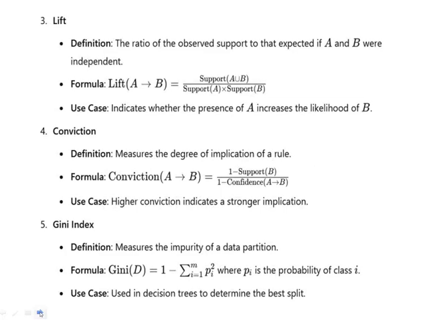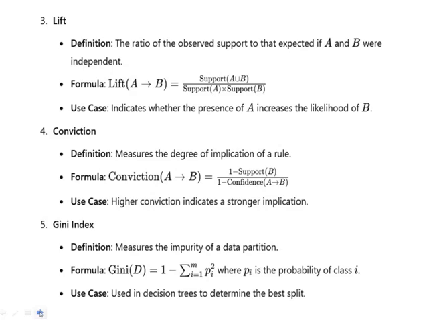The confidence of A implies B is the support of A union B divided by the support of A, used to evaluate the strength of an association rule. Then lift is the ratio of the observed support to that expected if A and B are independent: the support of A union B divided by the support of A times the support of B. It indicates whether the presence of A increases the likelihood of B. Conviction measures the degree of implication of a rule: 1 minus the support of B, divided by 1 minus the confidence of A implies B.